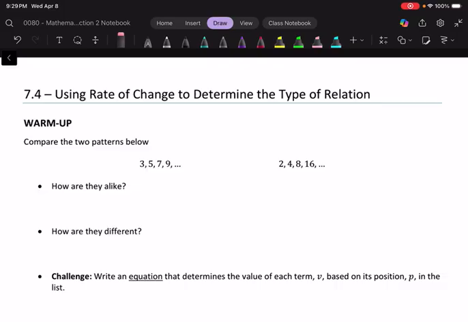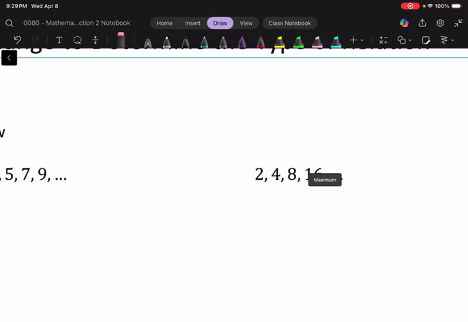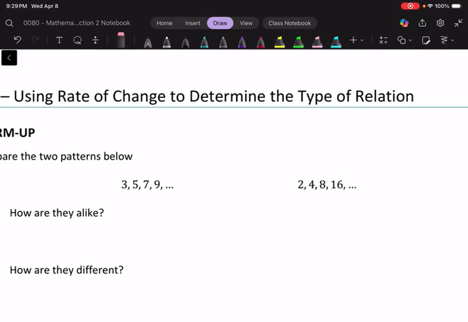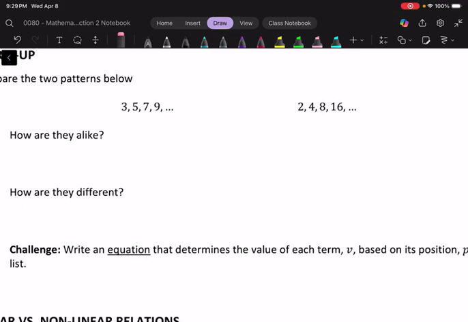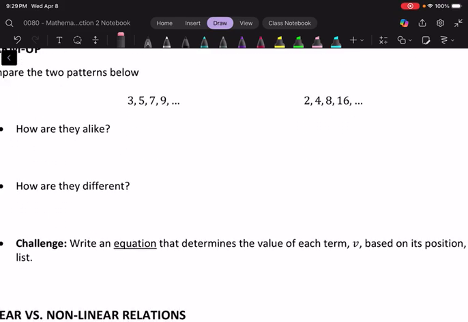So a bit of a warm-up for you to do, and I'll take it through it in a second, but you're going to try it first. There's a couple of patterns here. You are going to compare them. You are going to see how they are alike, how they are different. Write down what you're observing, what you're noting. As a challenge, see if you can write an equation that determines the value of each term.